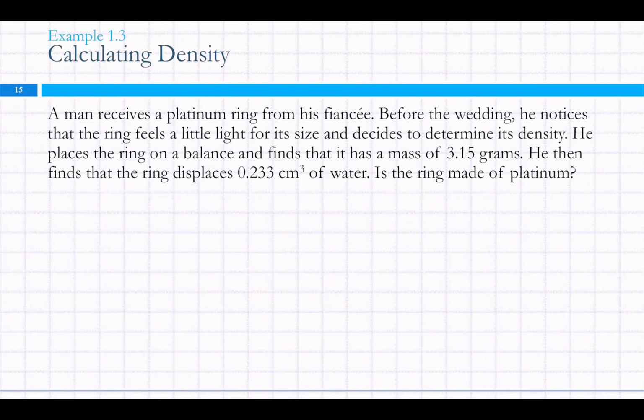Let's calculate then for this guy. A man receives a platinum ring from his fiancée, but before the wedding, he noticed that the ring feels a little light for its size. This is one of those things that's actually funny about density. You probably have some intuitive sense for what density is, because you have probably done this with a can of soda. You go to pick it up and you think it's full, and then you pick it up way too fast because, oh, it's actually empty and you'd finished it. I guess that's a little bit different, but by looking at things, we make judgments about how heavy it's going to be based on what we expect it to feel like in terms of weight.